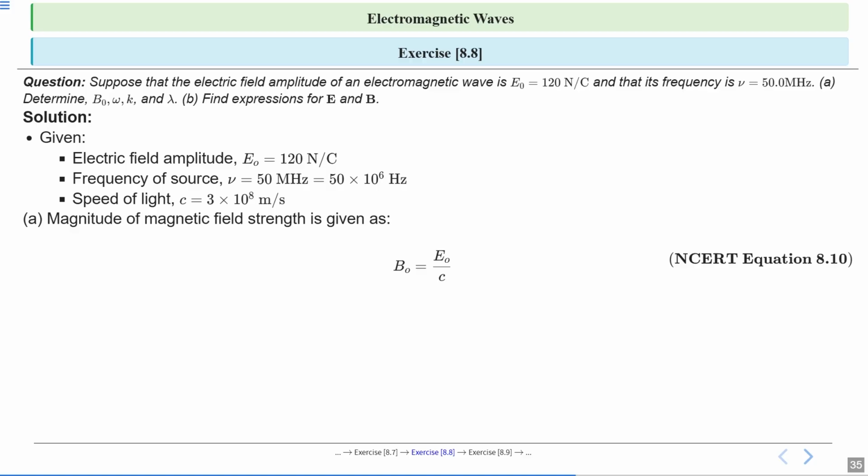So E naught is given. B naught is equal to 120 upon 3 into 10 raised to 8 meter per second. So B naught is equal to 4 into 10 raised to minus 7 Tesla. We have calculated B naught, which is 400 nanotesla. It is not necessary to convert it into nanotesla if it is not asked. You can write it in scientific form also.